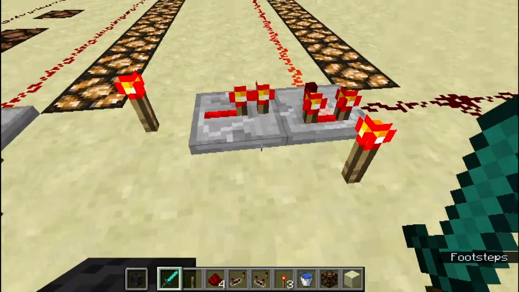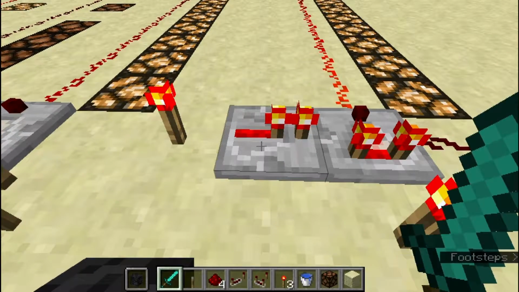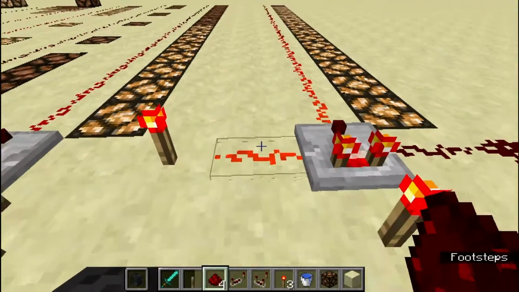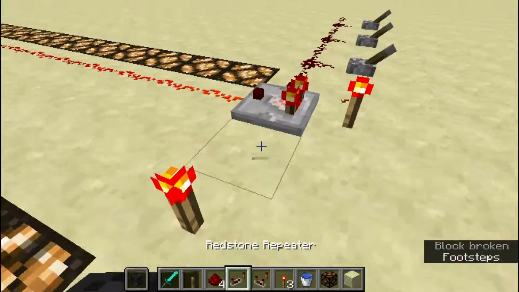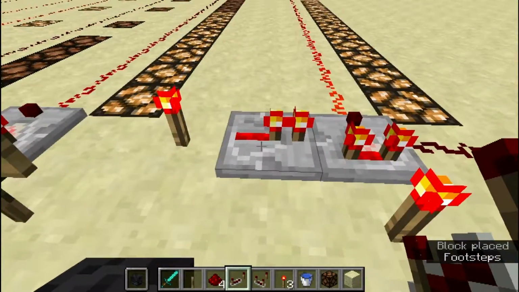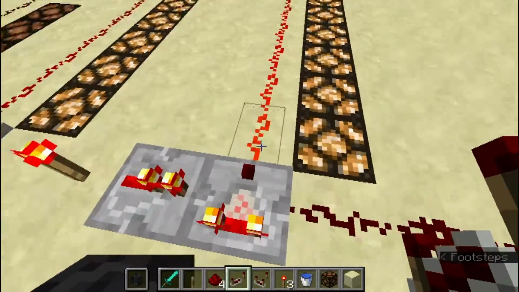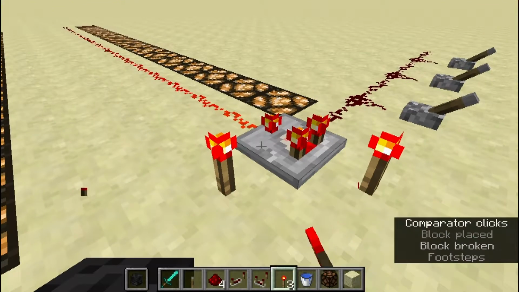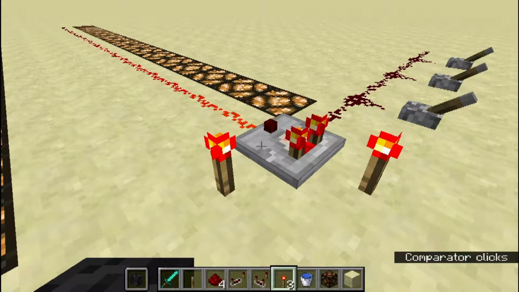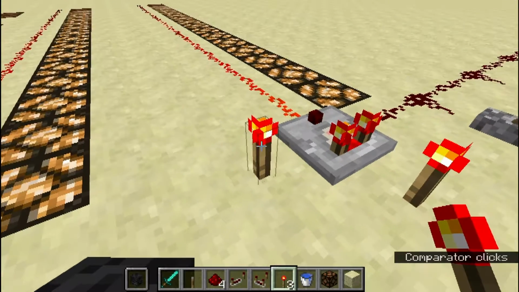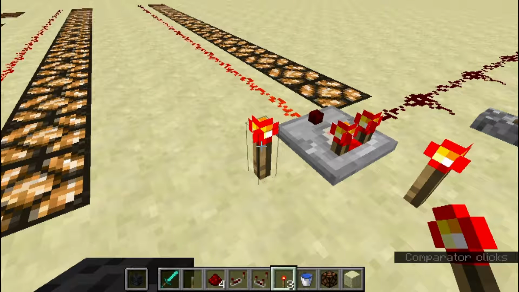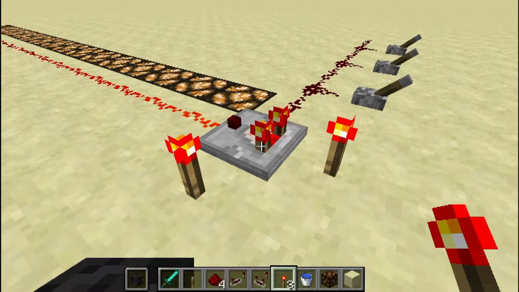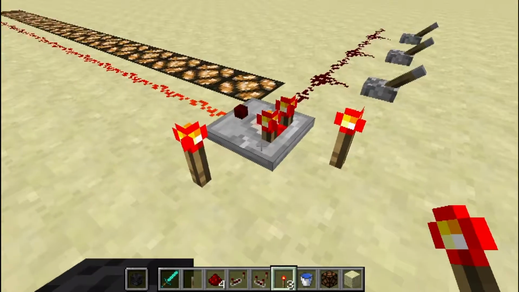But let's say, basically, as long as it's lesser, it will give a power of 15. And the main reason why I did it like this, rather than put a redstone torch over here, is because even if you change modes, you won't get anything. Here's the thing: a redstone torch cannot power a redstone comparator from the sides.